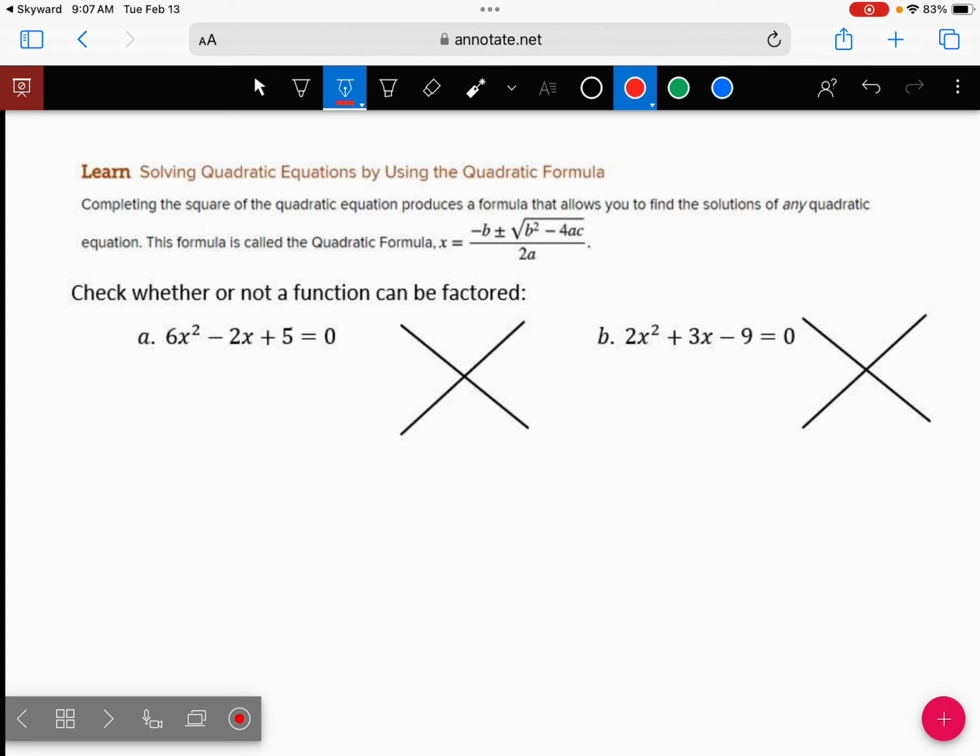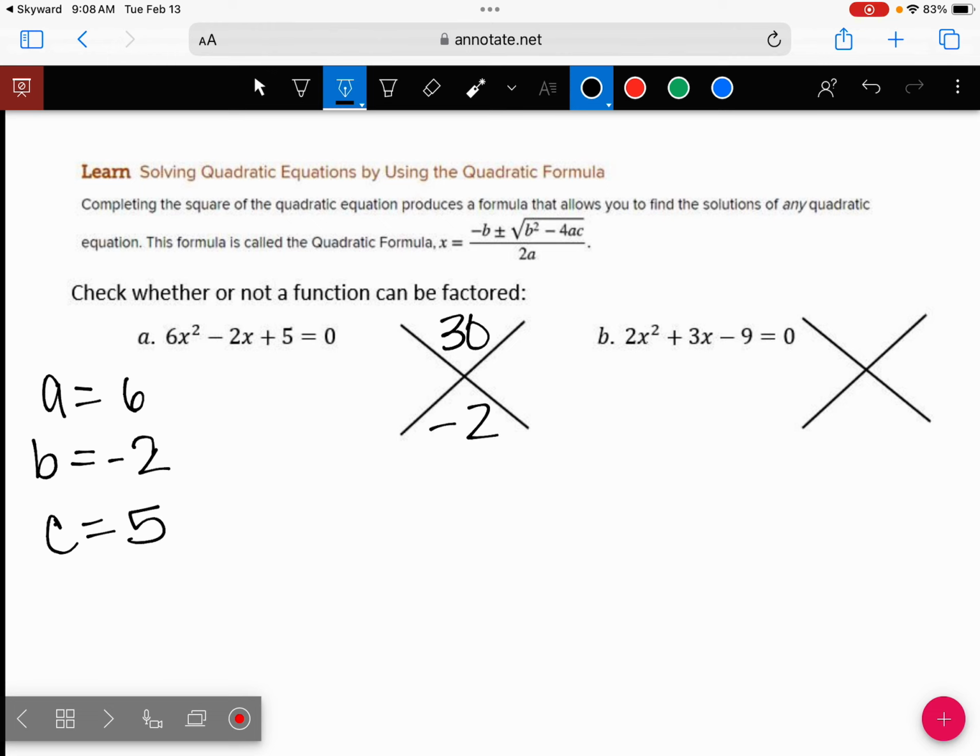So we always start by setting it equal to 0. Is this equal to 0? All right, so A is 6. B is -2. And C is 5. What number would I put on top of the X if I was trying to factor it? It's always A times C, which is 30. And B is -2. All right, are there any numbers that would work for this? I would need 2 numbers that would multiply to be +30 and add to -2.